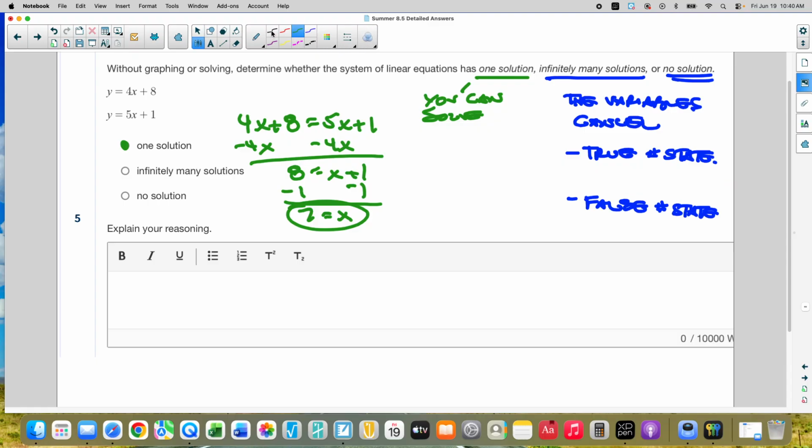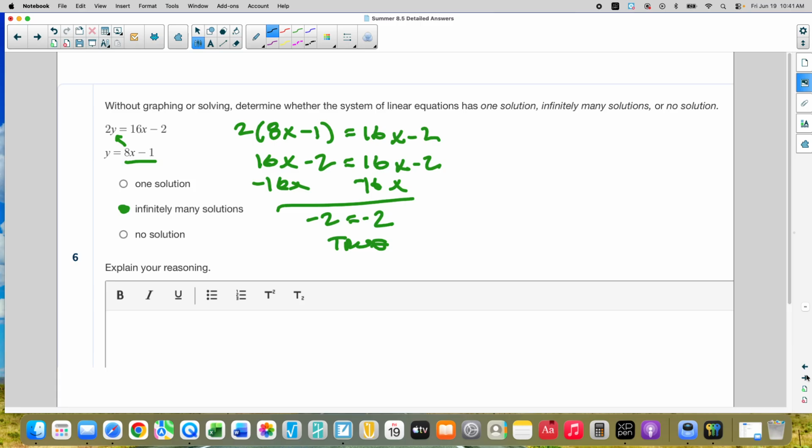So if it's true, it's infinitely many solutions. If it's false, it's no solution, meaning those two lines do not intersect. So these are actually the same line. Infinitely many solutions are when the lines are the same. So I guess we can go over those situations too.